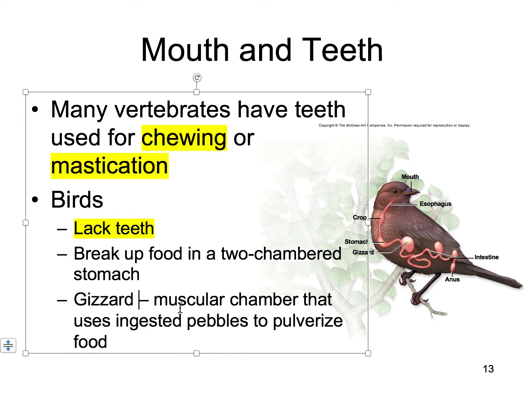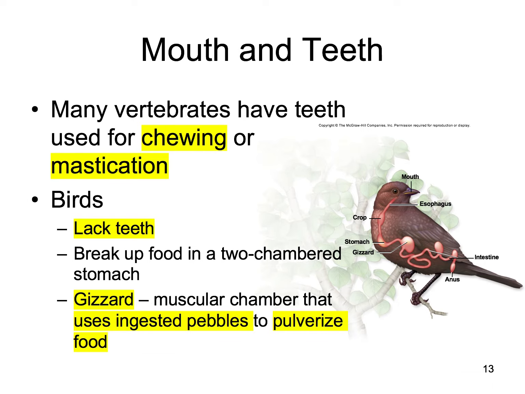A gizzard is a muscular chamber that the bird uses to pulverize food. And the way they do it is they actually eat rocks. They eat pebbles. And the pebbles settle into their gizzard. They're not able to continue on through the digestive tract. And because the pebbles are there, when they eat food, their gizzard contracts and relaxes and mixes the food inside with the pebbles, and that physically breaks down what they eat. Very interesting process for them to get around not having teeth.